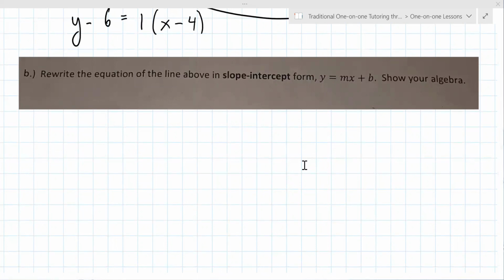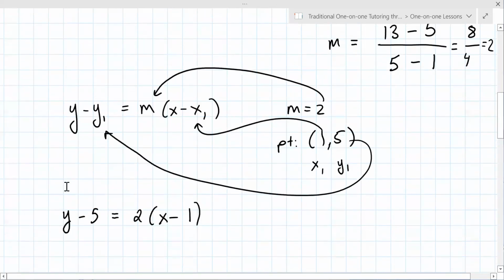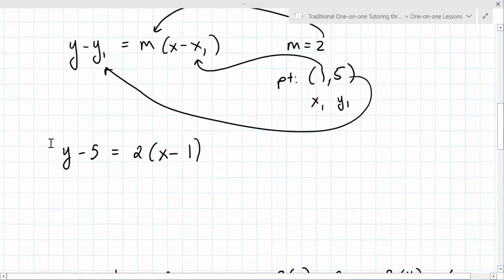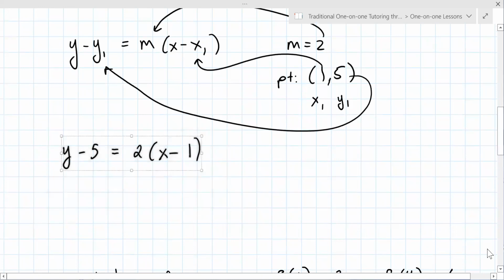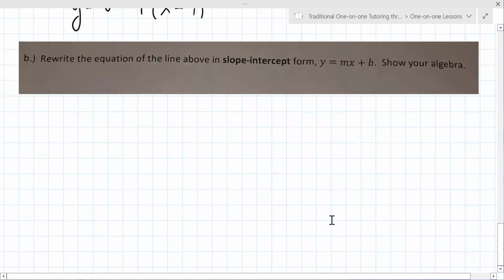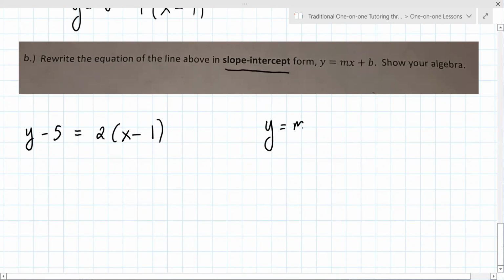Okay, let me go back and grab the answer from part A. Here's the answer from part A. The question says rewrite the equation in the line above, so basically the answer from part A, in slope-intercept form. You've got to know what slope-intercept form is: y equals mx plus b. They actually give it to you.